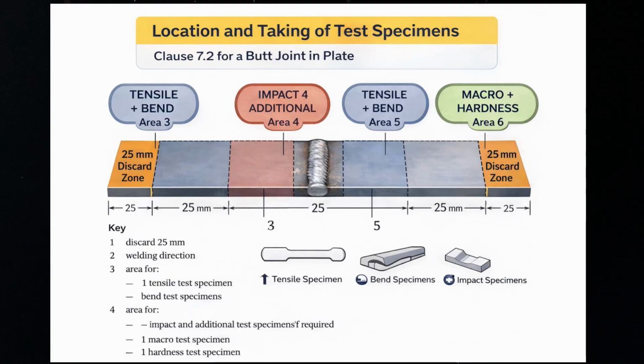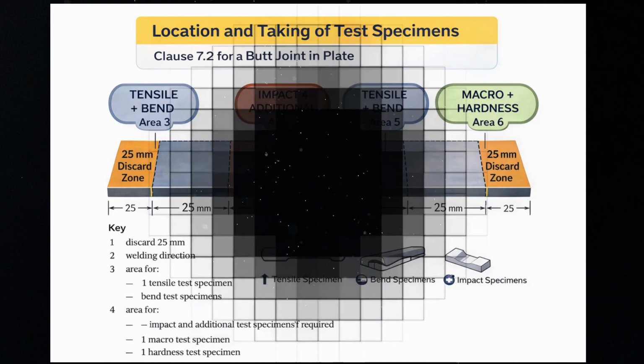Working from one end inward after the discard, Area 3 provides one tensile specimen and the bend specimens. Area 4 is reserved for impact specimens and any additional specimens required. Area 5 provides the second tensile specimen and more bend specimens. Area 6, at the far end after the second discard, provides the macroscopic examination specimen and the hardness test specimen.